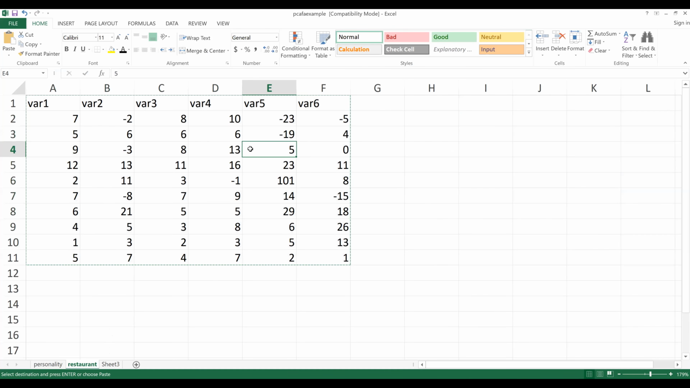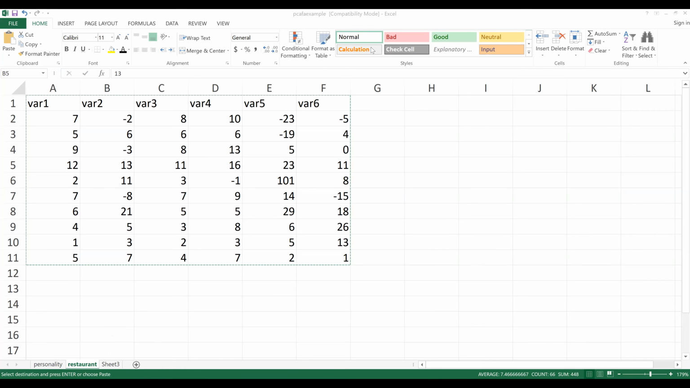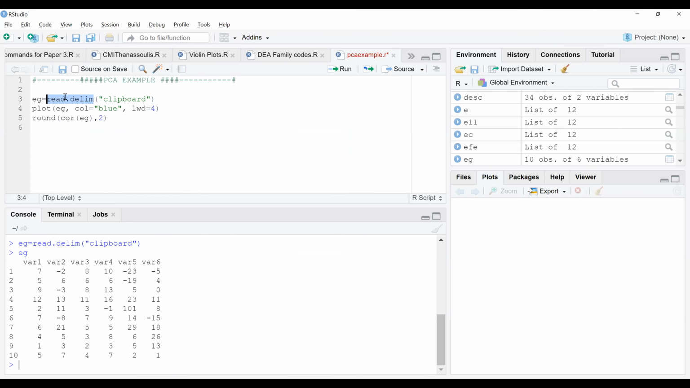This is the data in Excel. In Excel, when you click anywhere inside the data, do Control A to highlight, Control C to copy. And then once you copy, you go to your R Studio. You type the first command, which is the example read.delim clipboard, and then run it.